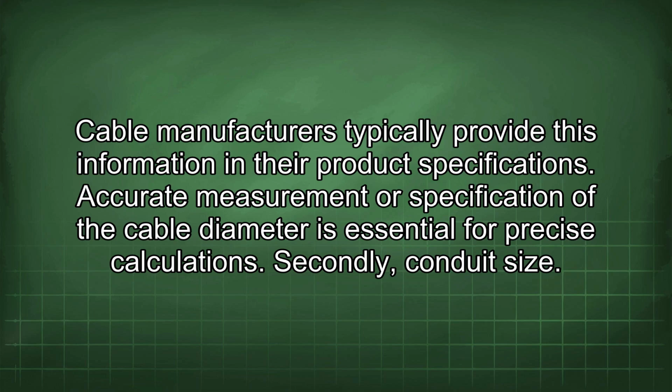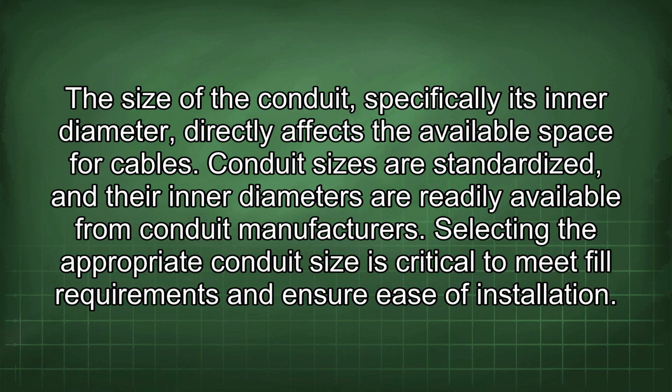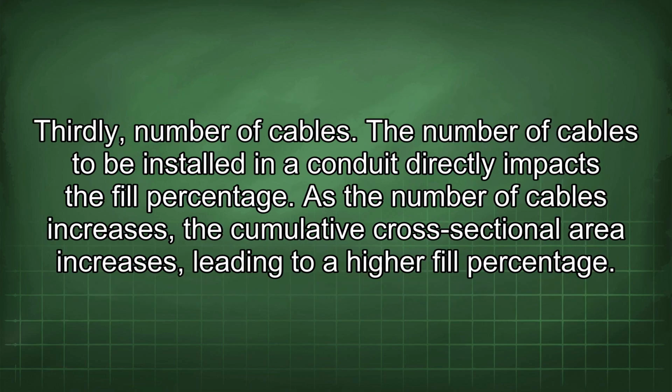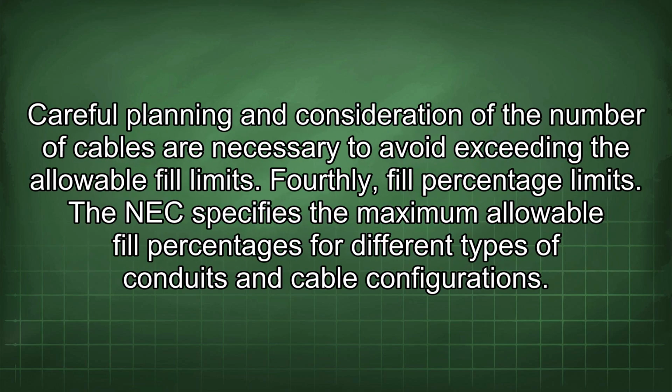Secondly, conduit size. The size of the conduit, specifically its inner diameter, directly affects the available space for cables. Conduit sizes are standardized, and their inner diameters are readily available from conduit manufacturers. Selecting the appropriate conduit size is critical to meet fill requirements and ensure ease of installation. Thirdly, number of cables. The number of cables to be installed in a conduit directly impacts the fill percentage. As the number of cables increases, the cumulative cross-sectional area increases, leading to a higher fill percentage. Careful planning and consideration of the number of cables are necessary to avoid exceeding the allowable fill limits.